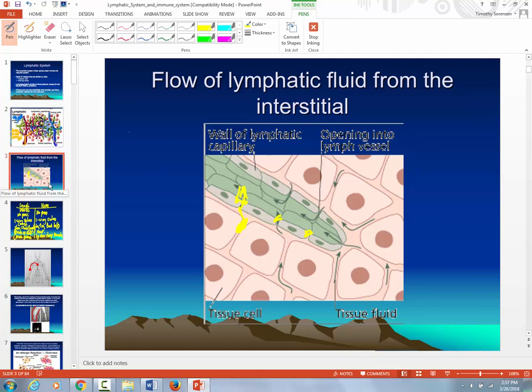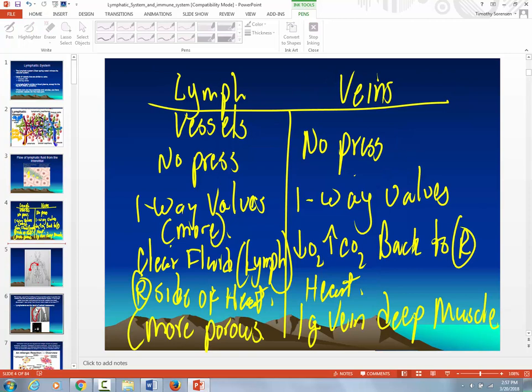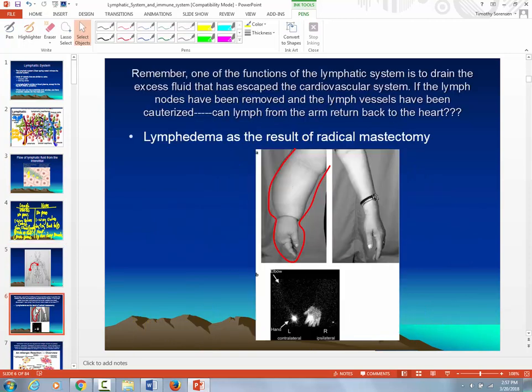Again, one of the big functions of the lymphatic system is to drain excess fluid and small proteins that have escaped the cardiovascular system and bring it back to the heart. So if you block a lymph vessel, will you be able to get that lymph fluid back? No. So you get a condition called lymphedema. Dead arm ain't never going down. Never.